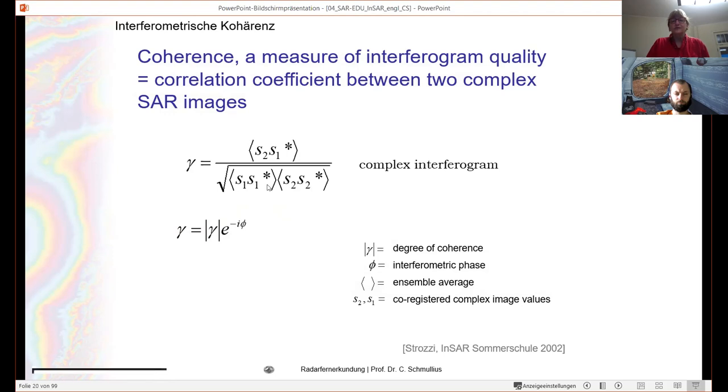It's really a correlation coefficient, looking at the mean value and then dividing it by all the different variations. So the root of the, what's the English word? Well, the multiplication of all the variances. So, correlation coefficient, including the phase of these two images.